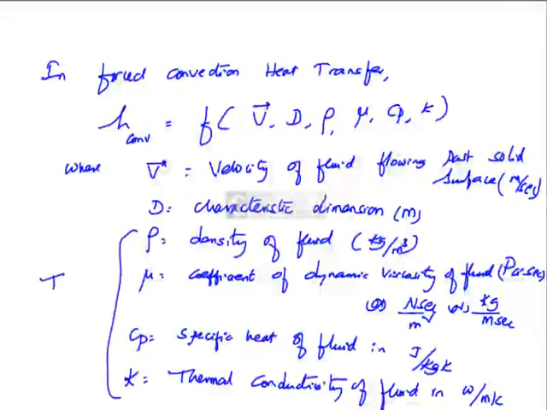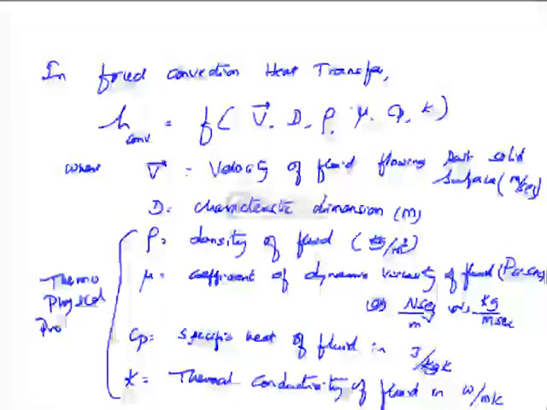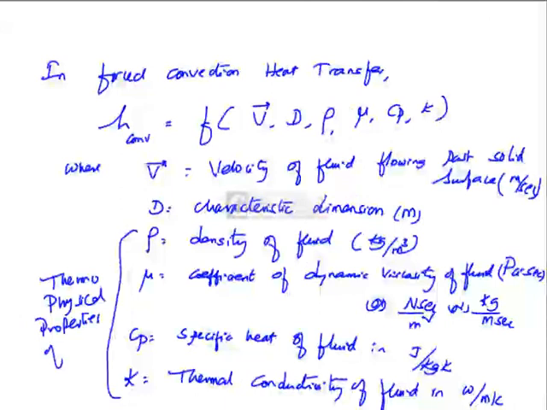These four are thermophysical properties of fluid which are assumed to be constant in a given problem, because even though they are variables of temperature, we will be taking these properties at the bulk mean temperature of the fluid, that is usually the average temperature of the plate and the fluid. V is the velocity, D is the characteristic dimension.